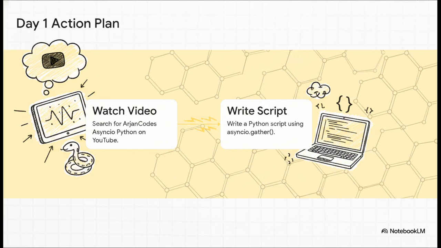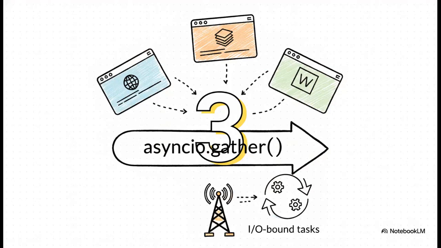Then step 2, you need to write a pure Python script. Don't even touch FastAPI yet. You're going to use a specific native Python function called asyncio.gather. And the magic number for that pure Python script is 3. You want to write a script that simulates fetching exactly 3 different web pages concurrently. By using asyncio.gather, you're basically instructing the event loop to start fetching page 1, page 2, and page 3 all at the exact same time.